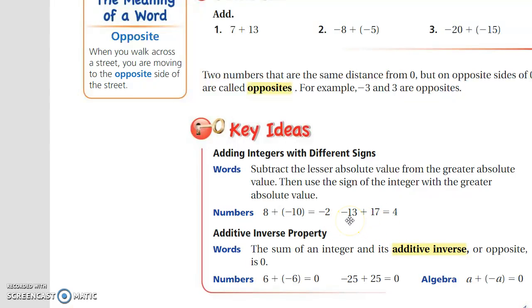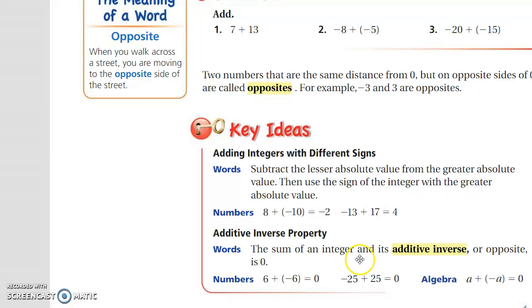Here I go on this one. The absolute value of negative 13 is 13. 17 minus 13 is 4. This integer is larger, so I use the positive sign. Another way you can do this is think about a number line. If I am on 8 on my number line and I go back 10, if I go left 10, I will end up at negative 2. If I'm on negative 13 and I move to the right 17, I will end up at 4. We learn this rule though because it's easier to apply the rule than it is to draw out a number line to solve every single problem.